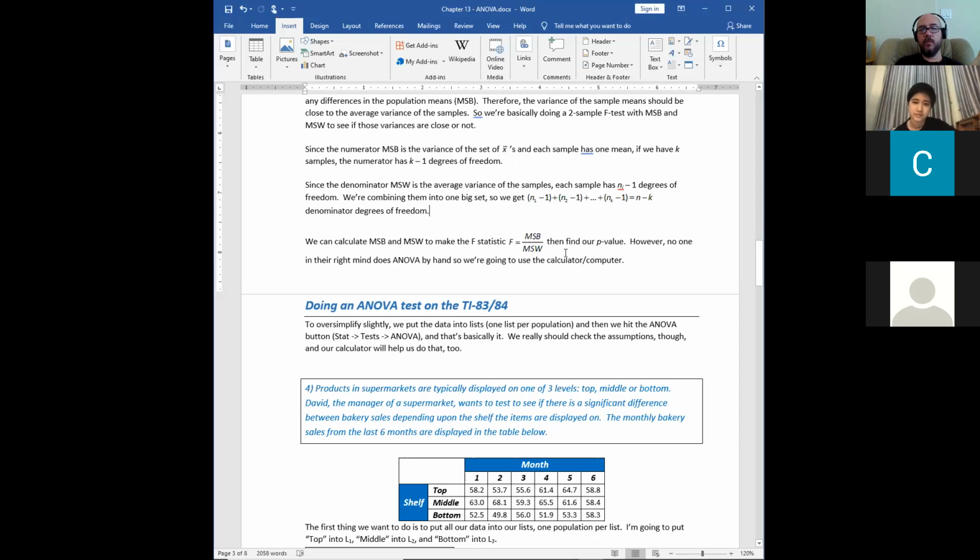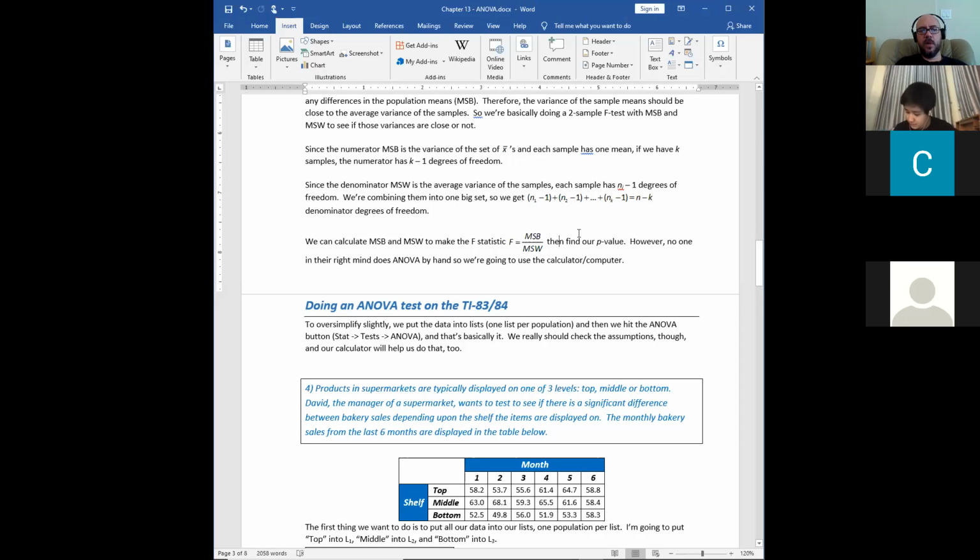Okay. So then we just make our F ratio of MSB over MSW. Remember that MSB is the variance of the sample means, and MSW is the average variance of each sample. Those are the things we're comparing to find our p-value. It's just a two-sample F-test again, just like we did before. MSW stands for mean squares within. It's the average variance of the samples. You find the variance of each sample and you average them all together.